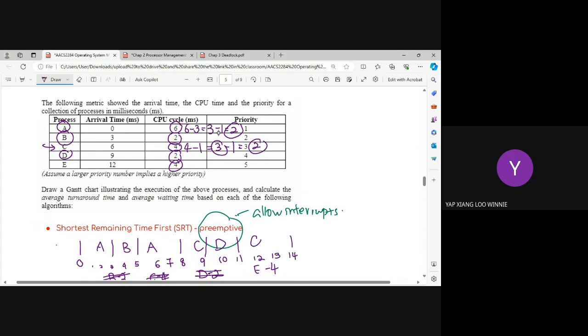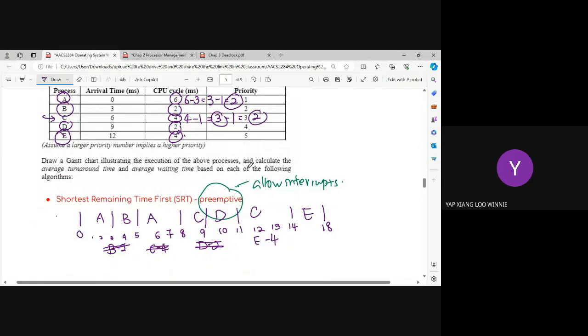And finally, we only have one single process in the queue, which is E, and it takes up 4 CPU cycles. So I'm going to proceed with E last, up until 18. So this is going to be the shortest remaining time first, because it is a preemptive algorithm. You allow interrupts. So you're going to draw a line.